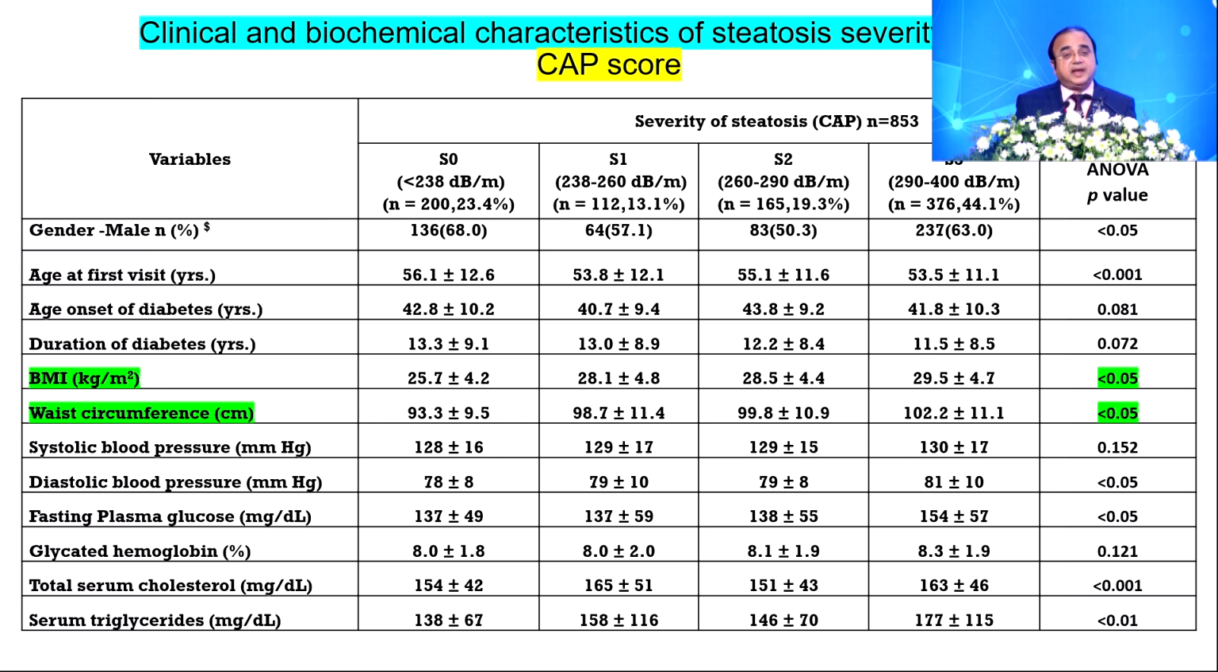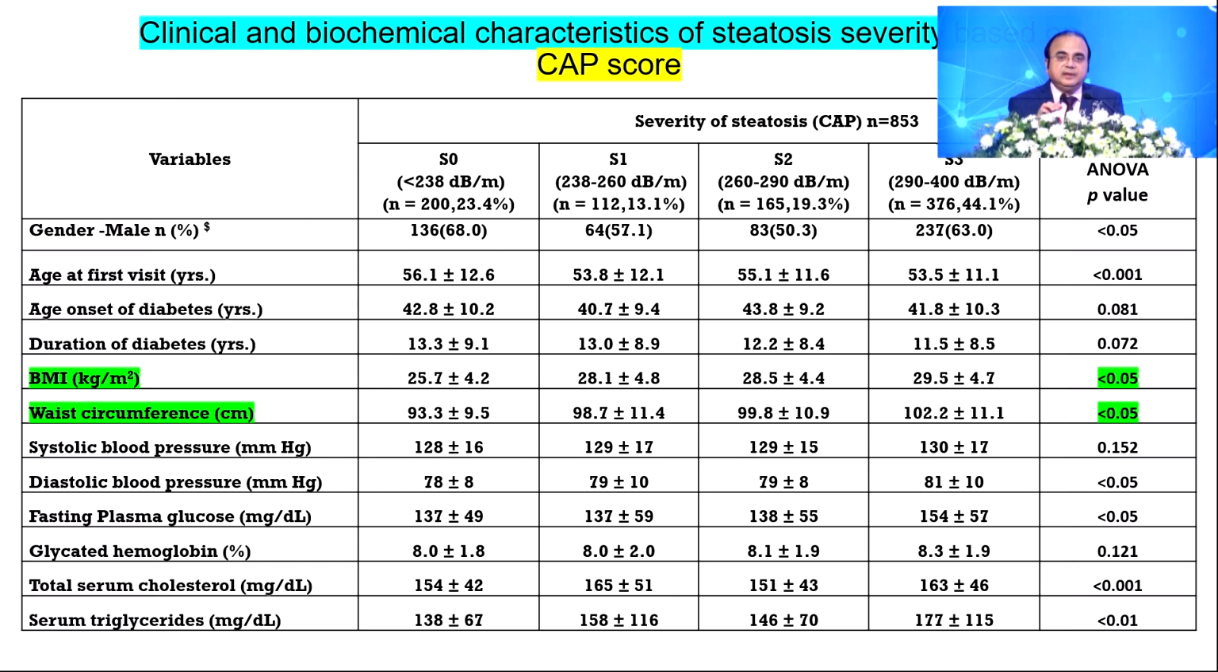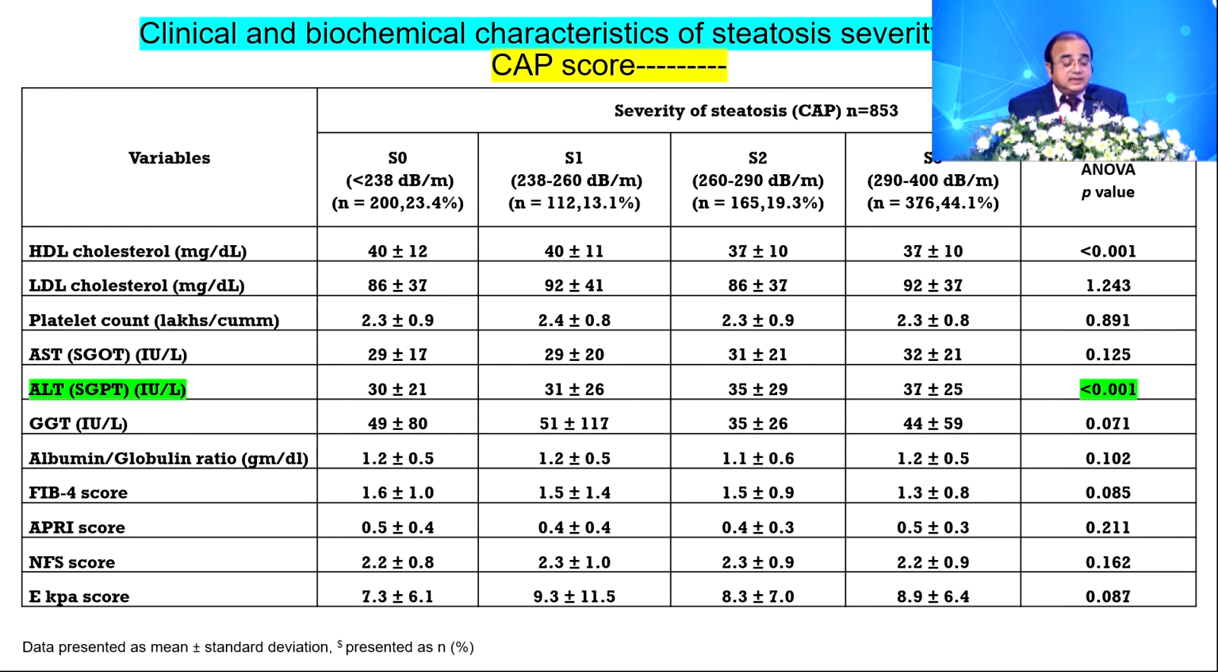When we looked at the CAP score or the steatosis with the severity, what clinical parameters were related? So what we found is that BMI and waist circumference both were very well correlated with these CAP scores. We can very well see as the waist circumference is increasing from 93 in the S0 category to 102 centimeters in the S3 category, there is a significant increase in the CAP scores, same as happened with the BMI. And at the same time, SGPT also showed a very good association.